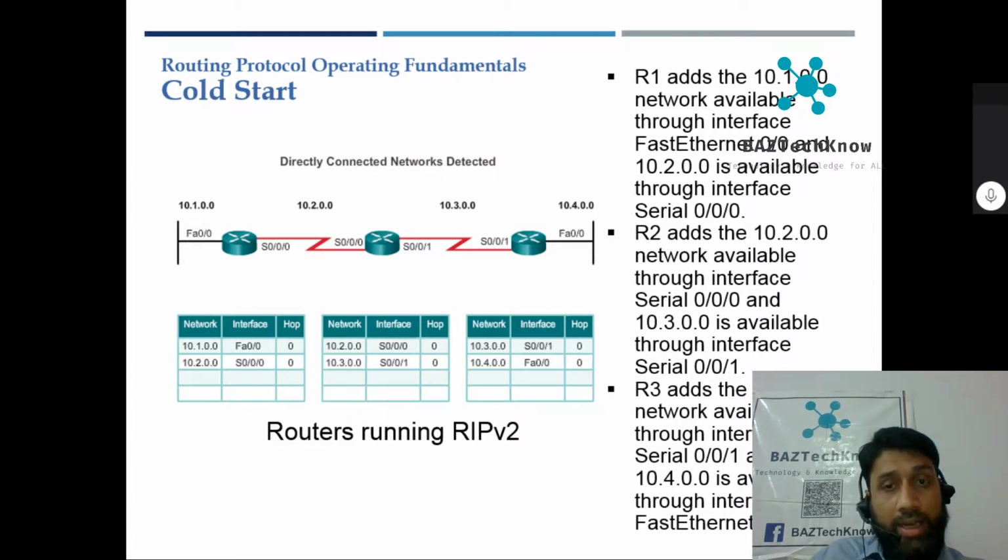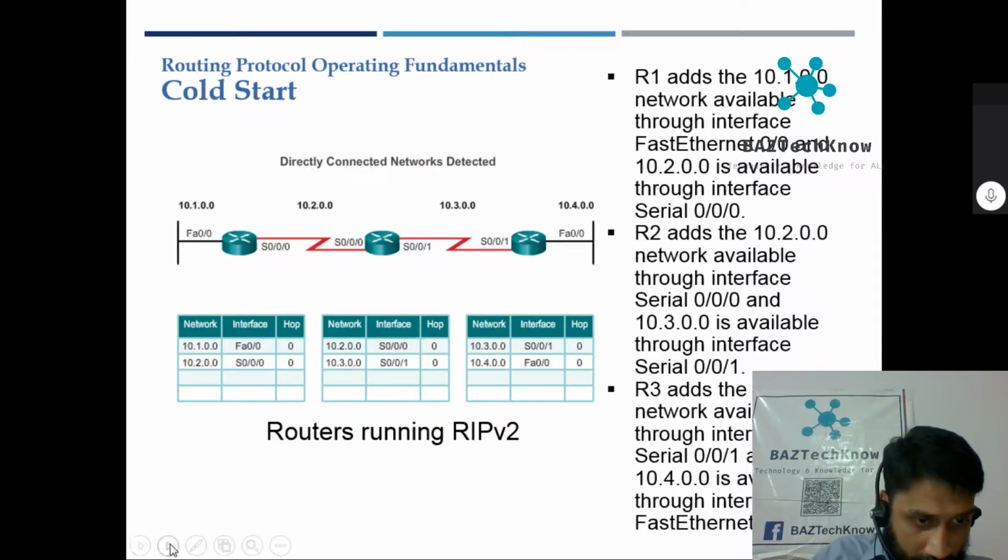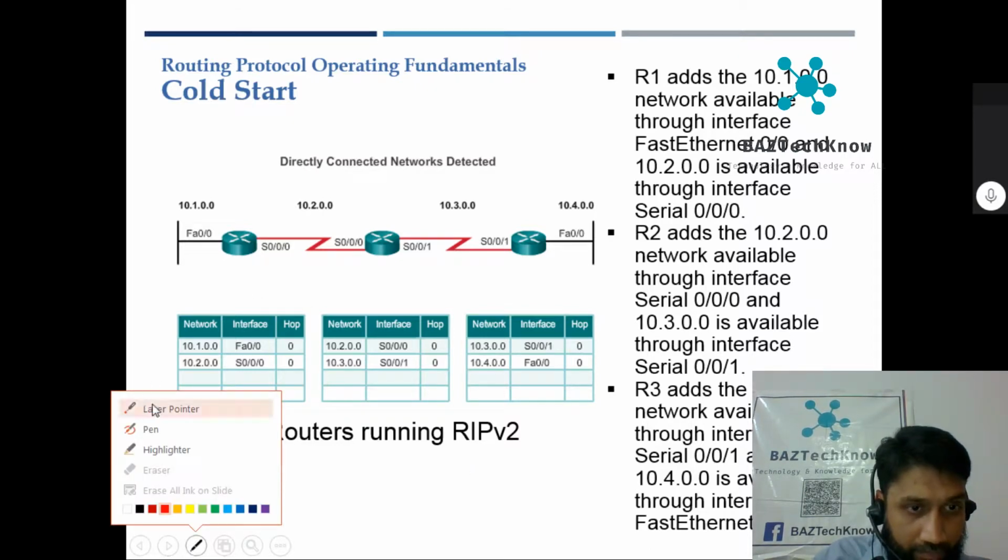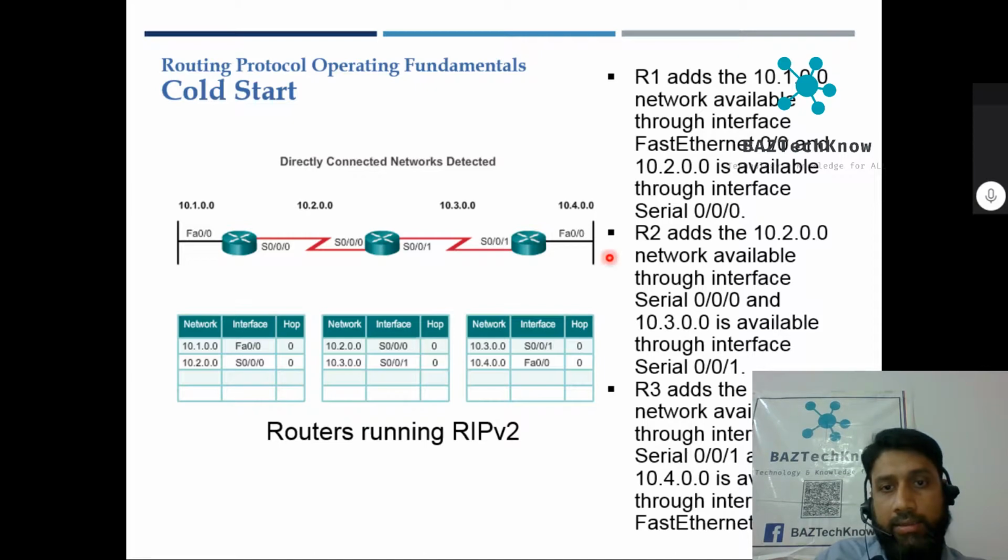You can see router A and router C. This is router A and this is router C. They are connected with a LAN, and router B is connected on a WAN interface with router A and also connected with router C. So what are the steps? They start the routing protocol.